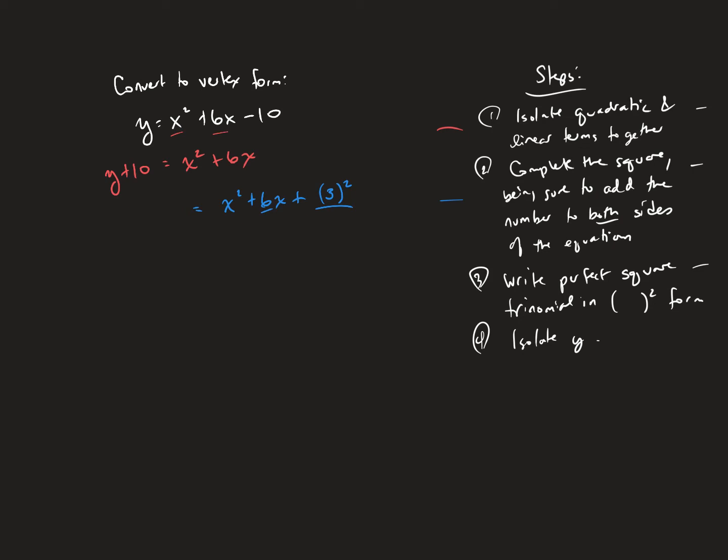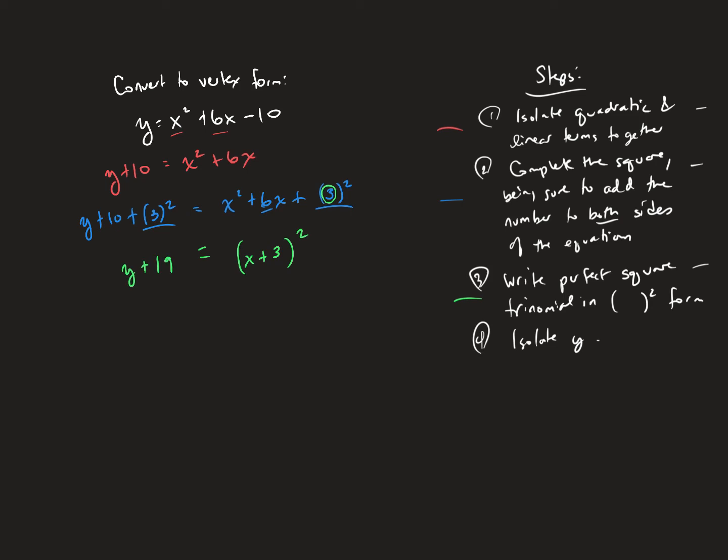But if I added that to one side, I need to add that same thing to the other side to keep my equation balanced. All right, so now I'm ready to write the perfect square trinomial in factored form, quantity squared form. And again, this is going to be x, and then whatever number was being squared is what goes here. And then on the other side, we've got that 3 squared and that 10, which together make 19. So I have y plus 19.